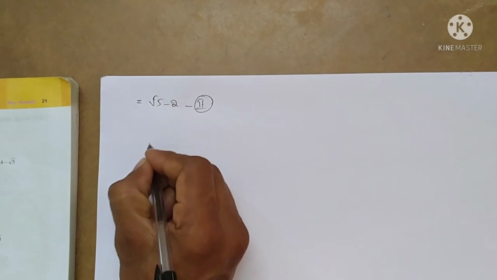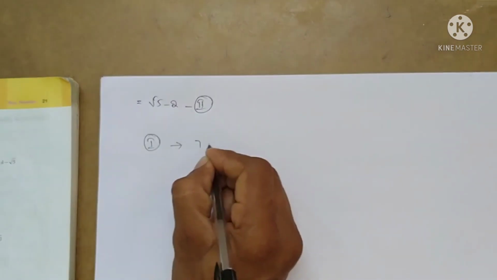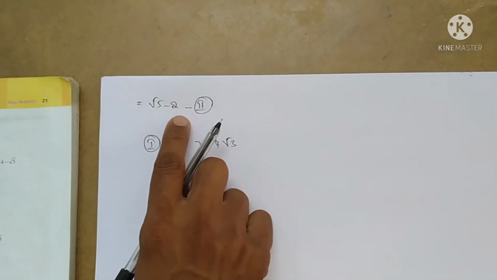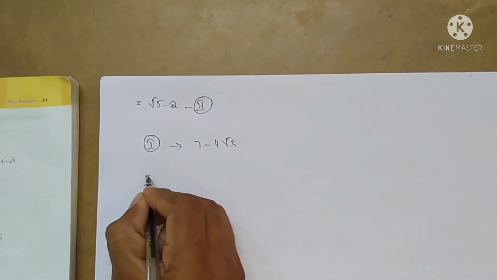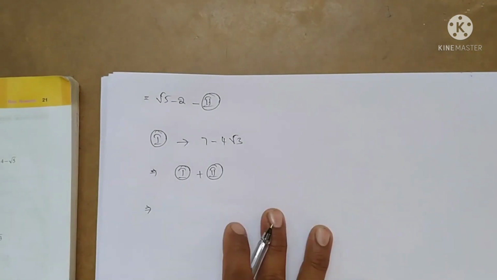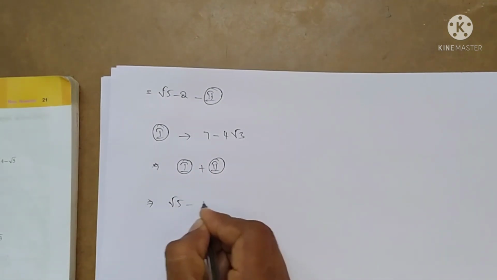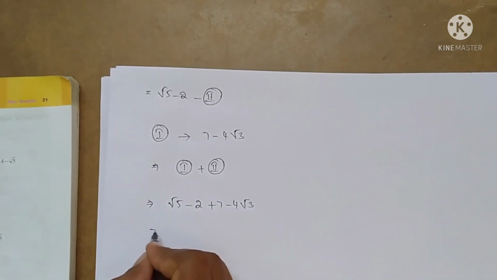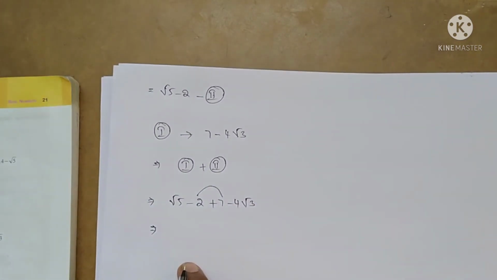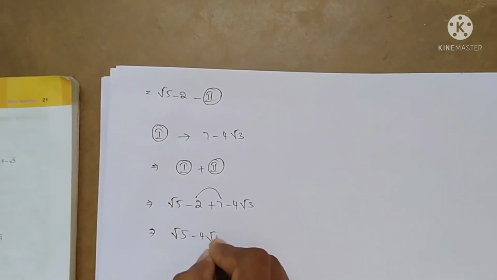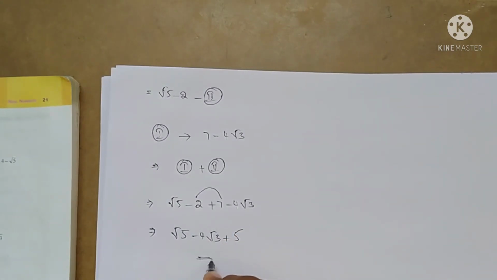So equation 1 result is 7 minus 4 root 3. Equation 2 result is root 5 minus 2. So add 1 and 2. So that is equal to root 5 minus 2 plus 7 minus 4 root 3. So here these both are integers, right? So finally our result is root 5 minus 4 root 3 plus 7 minus 2. The result is plus 5. So this is the final result.